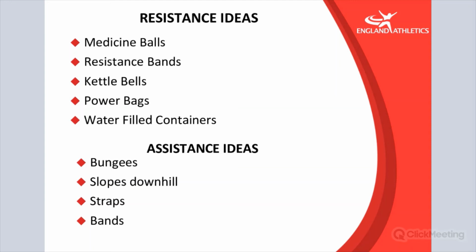And then assistance ideas: bungee, so being able to do overspeed work, running down a hill as long as it's not too steep, so you're not braking on the way down, and using straps perhaps to assist in lifting up for doing squats. And also bands, so using assistance bands instead of resistance bands, helping you get through the movement to get those movement patterns right. So those are some ways in which you can progress and regress the exercises, and also improve speed.